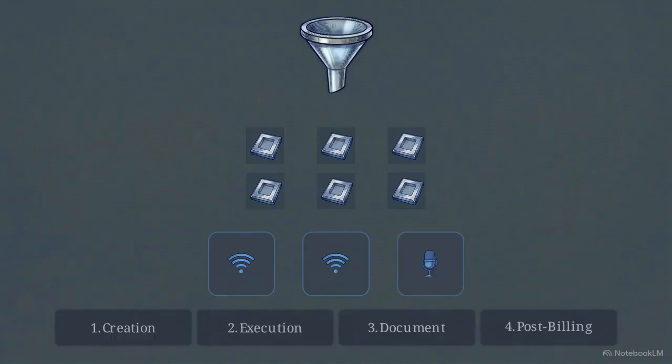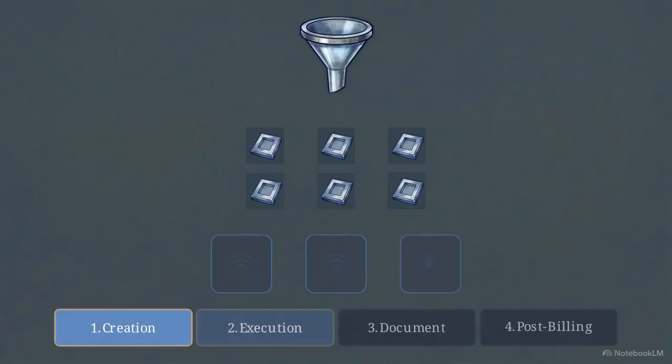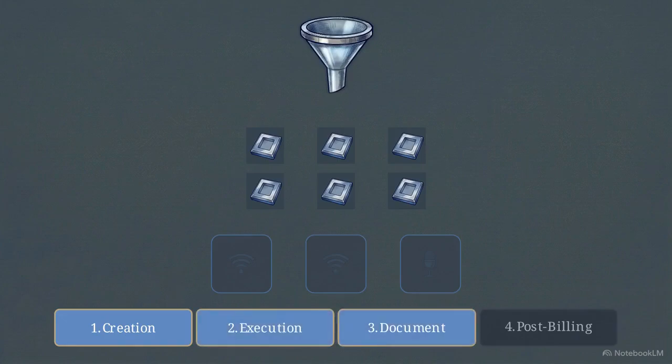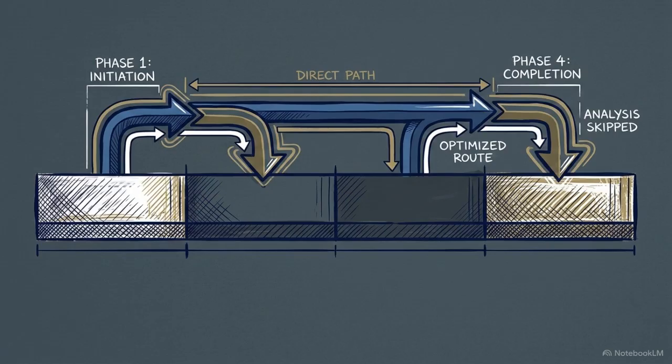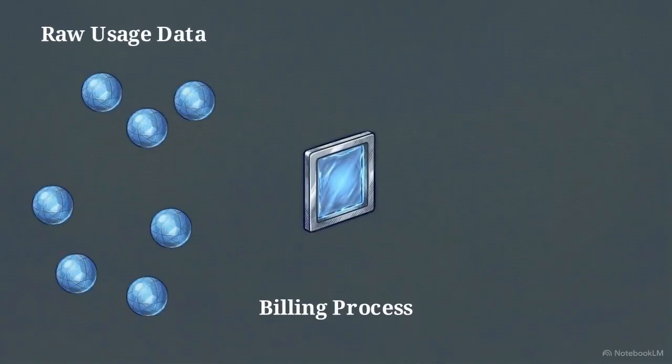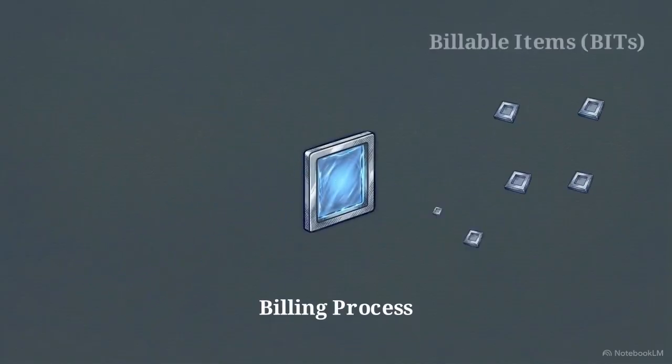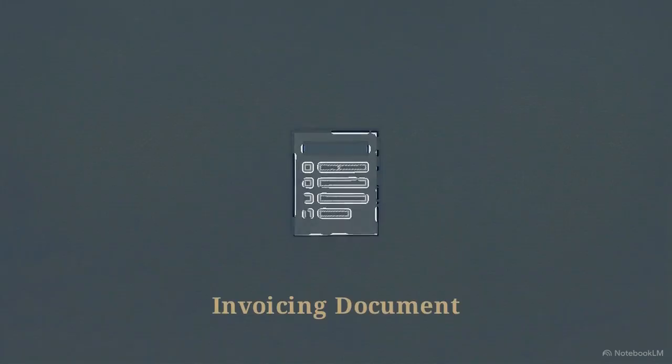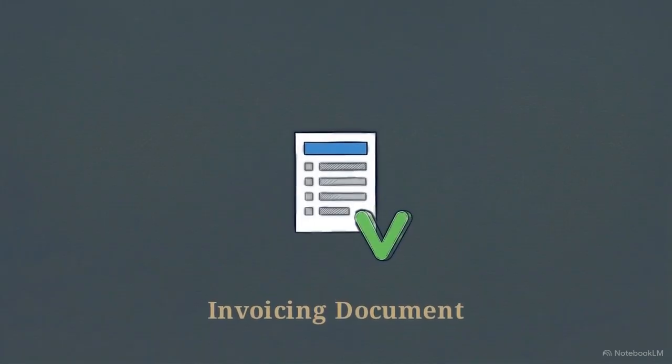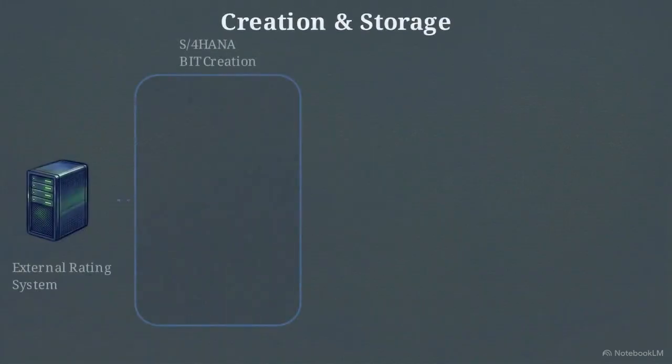In this tutorial, we will track 3 specific phone charges, 2 for data, 1 for voice, and run them through a strict 4-phase transformation. We will follow them from creation, through execution and document generation, all the way to post-billing. Mastering this exact sequence ensures that scattered usage data is reliably converted into clear, auditable customer invoices. Step 1 is creation and storage.